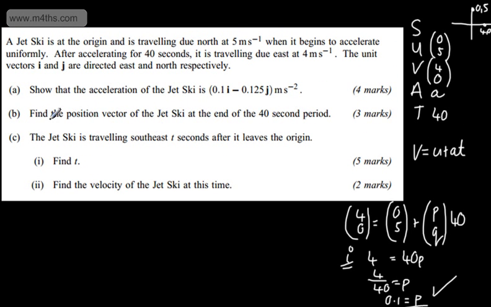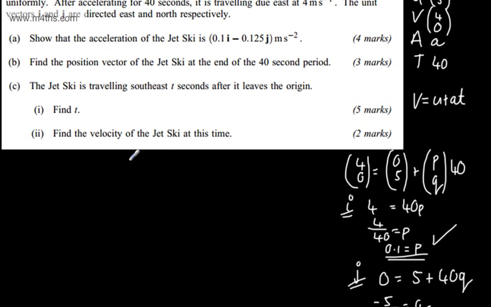subbing them in. In part B, we need to find the position vector of the jet ski at the end of the 40-second period. So 3 marks on this one. So position is where we start plus ut plus 1/2 at squared. So we've got the information here, and again we could call this C and D if we liked to say where we're going to end up.